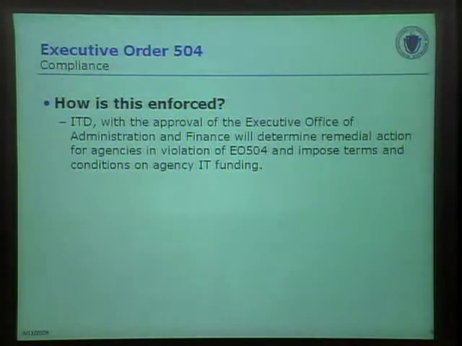Well, this is great because it says you need to do all this stuff, but how is it enforced? Well, this is basically the teeth of the order. ITD, with the approval of our Secretariat, the Executive Office of Administration and Finance, will determine remedial action if your ISP, ESP, or something doesn't measure up to snuff and puts you in violation of EO 504. We can then impose terms upon your IT agency's funding. So basically, we control the purse strings.